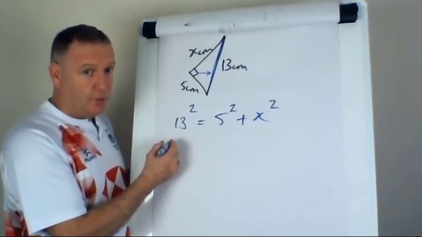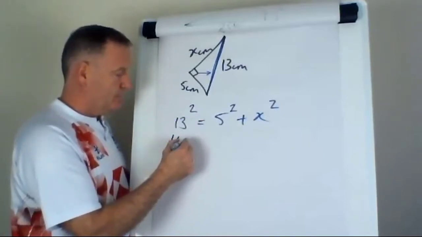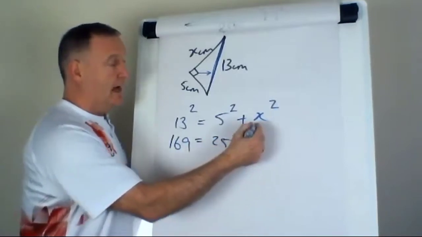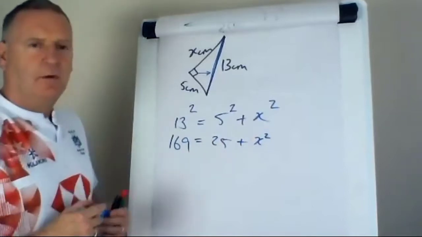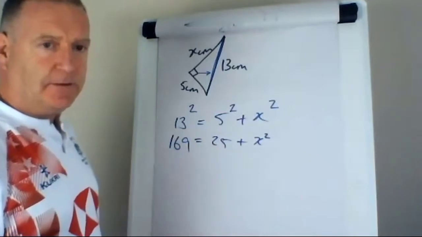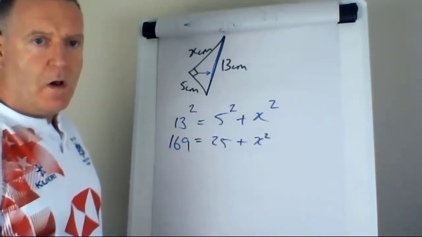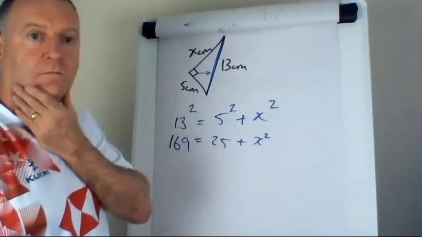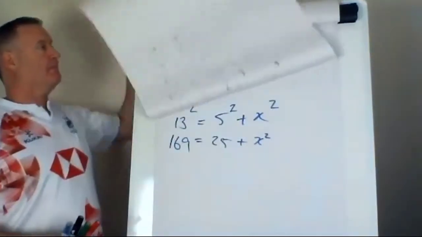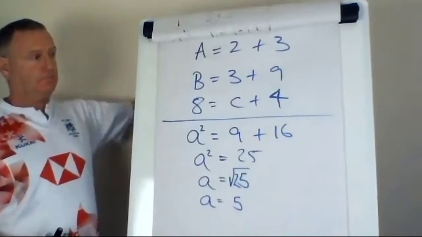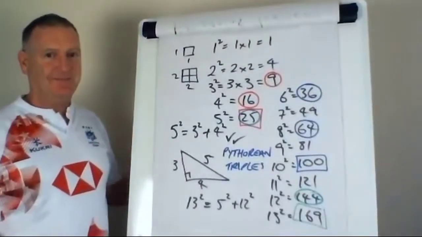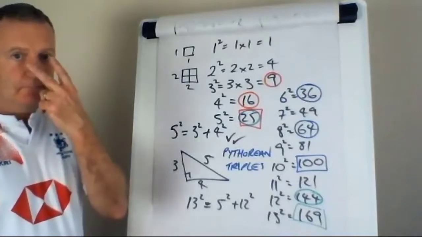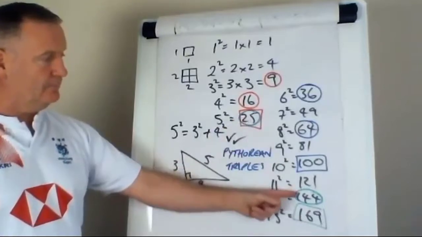You know these? You've not used them before? 13 squared? 169. Yes. Good. Is it the same value as 25 add X squared? Nathan, what do you add to 25 to make 169? 144. Yeah. You see?